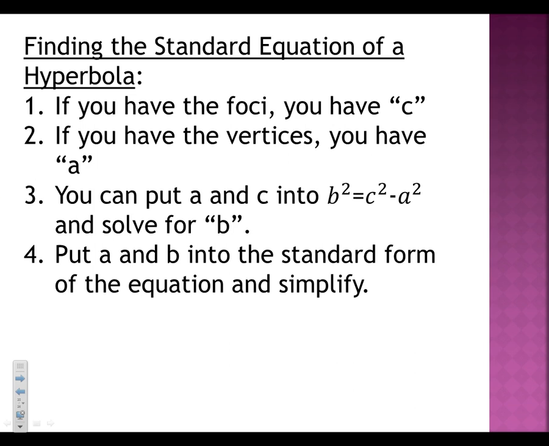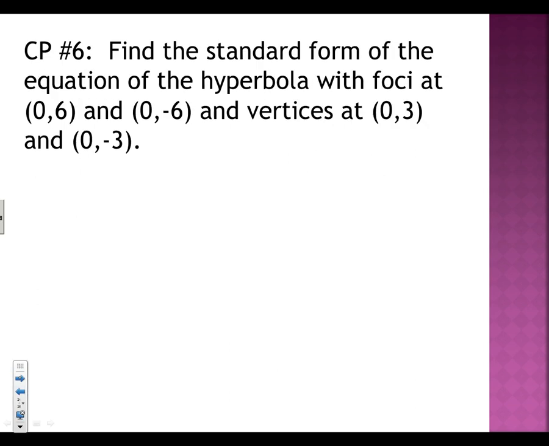If you have the foci, you have the c. If you have the vertices, you have a. So you can put them into b squared equals c squared minus a squared, and solve for b. Then once you have b, the standard form of the equation needs a and b, and you can put them in and simplify. So let's take a look at checkpoint number 6.